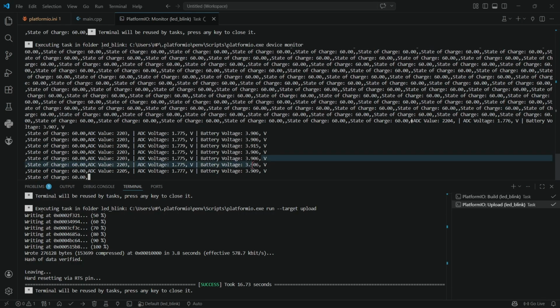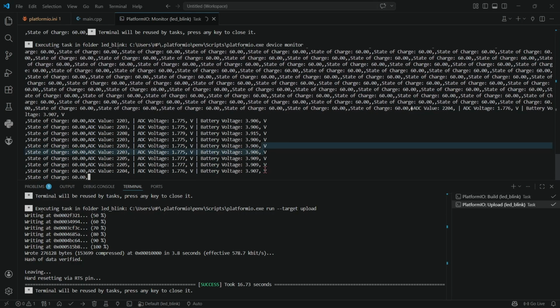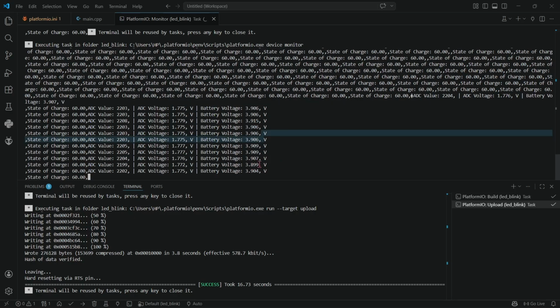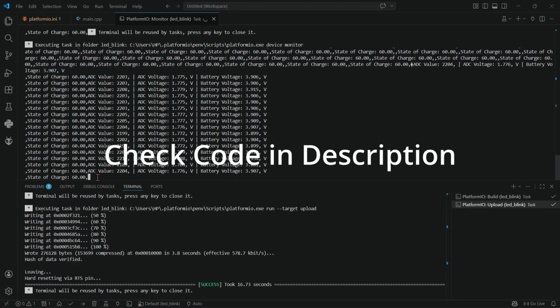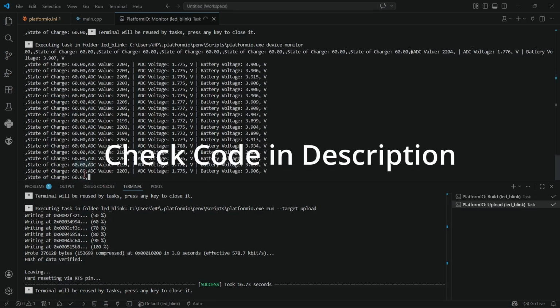So we are getting the actual values right now, as you can see here, 3.90 voltage, and the state of charge is 60%. Okay, that's it for today.